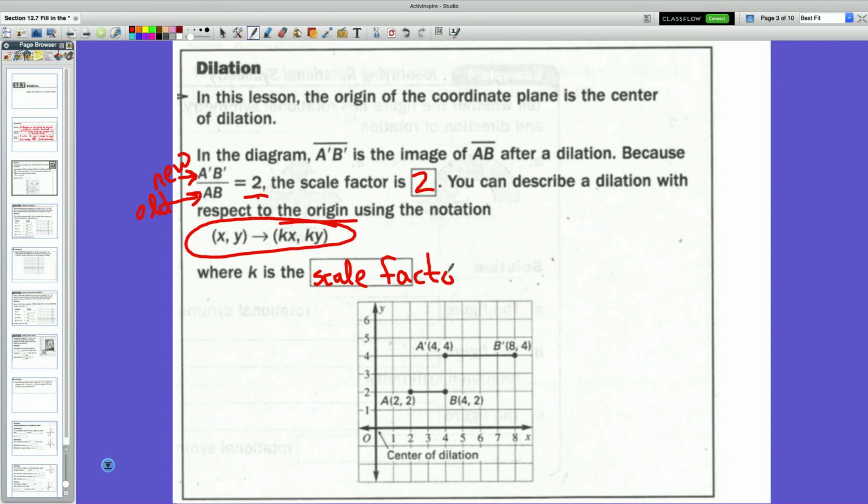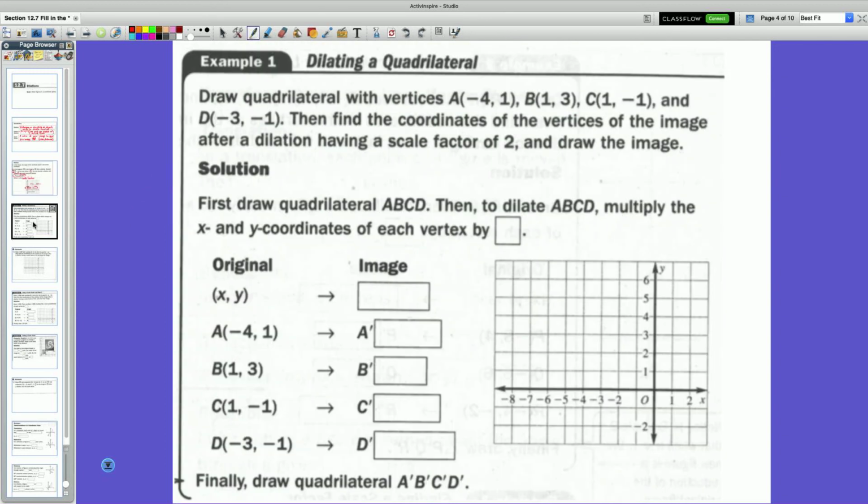Now, what does it mean when the k and the x and the k and the y are mushed up? Well, remember, that means multiply. So all you're really doing is multiplying both the x and the y by that scale factor. I took A, and I said my scale factor is 2, so times 2, distribute it to both, and I got 4, 4. Then you do the same thing for B, times 2, distribute, and I got 8, 4. So that's really all a dilation is. It's just distribution and multiplying. All right, so let's try one.